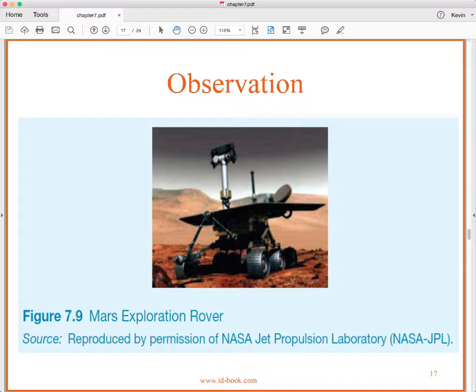So, observation. Even though you would think that the Mars exploration rover slide has to do with scientists observing Mars, the story in the text has to do with interaction designers working with scientists in order to design an environment that would be useful for those scientists to interact with and explore the data being returned from the rover.